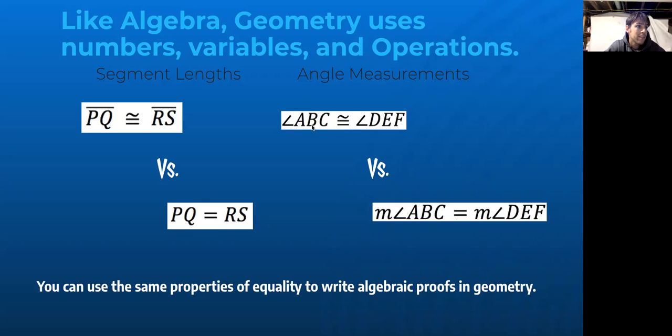Same here. This is saying we have two angles that are exactly the same shape and size, and this is saying that the angle measurements are the same. Slightly different, but also kind of mean the same thing. So just knowing what is being said and how we might use those things differently.